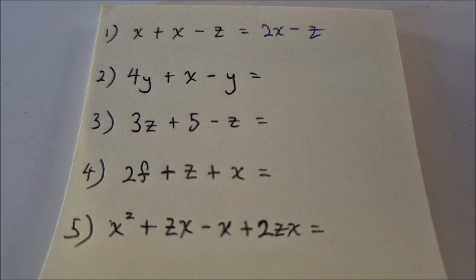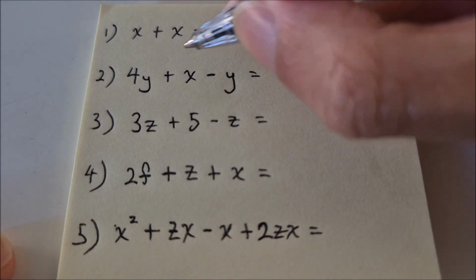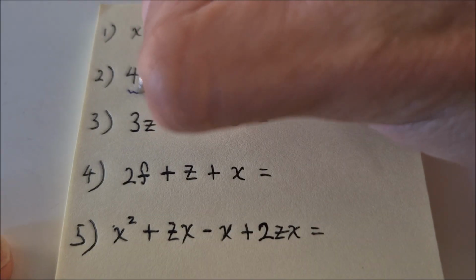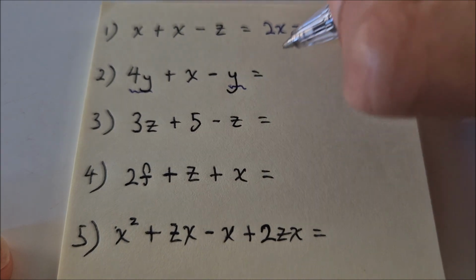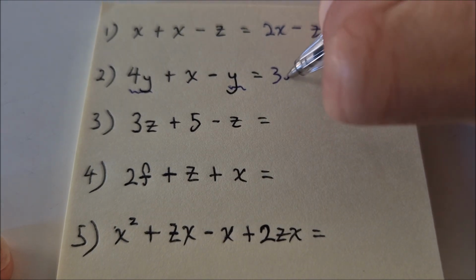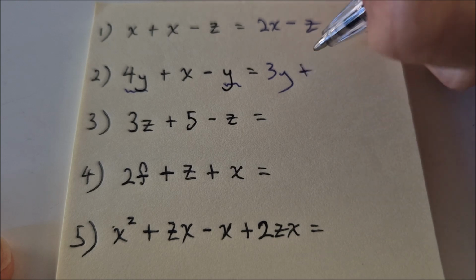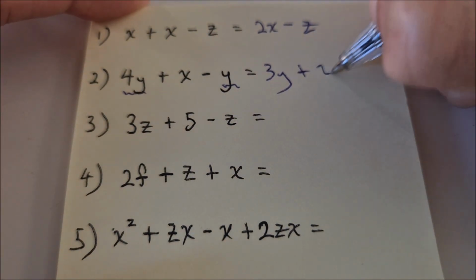Question 2, we have 4y minus 1y. That's simply 3y. And then we have an x.